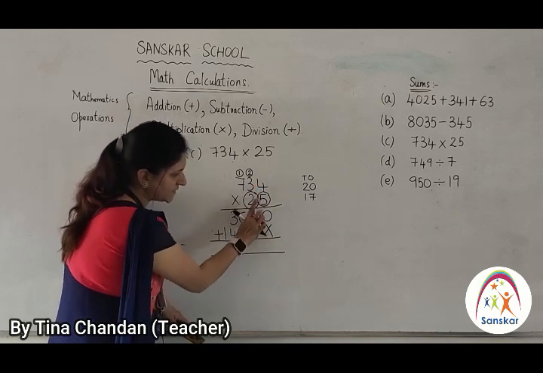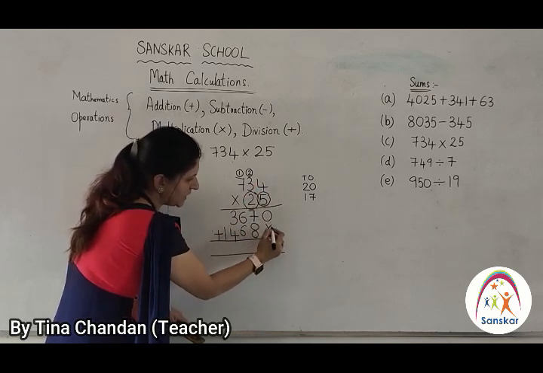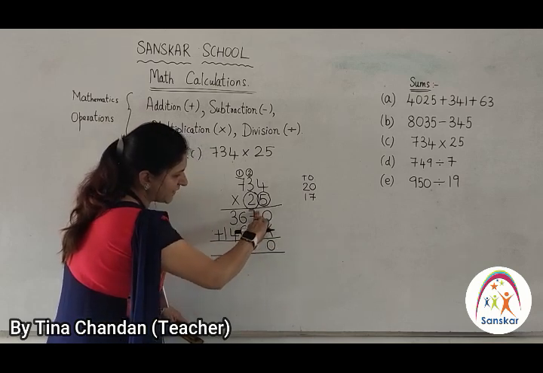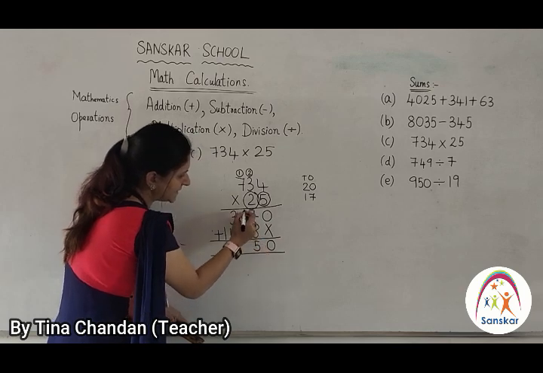Now the next step is you have to add these numbers. Now 0 and cross means you are going to get 0. 8 plus 7 will give you 15. That is 15.